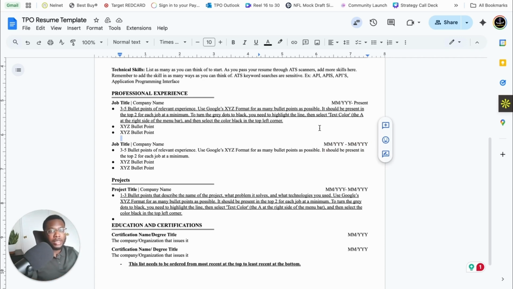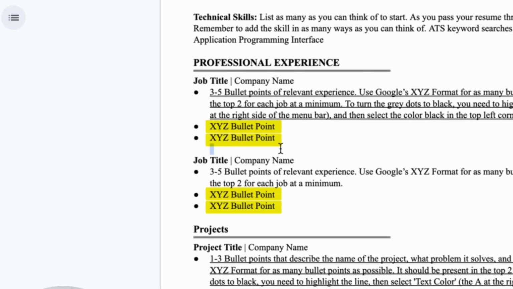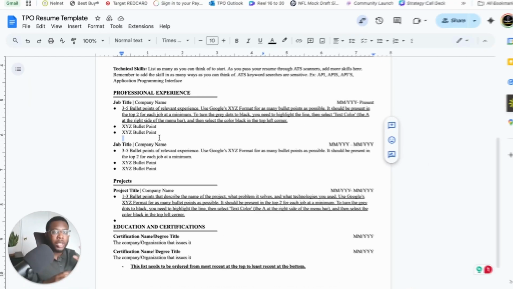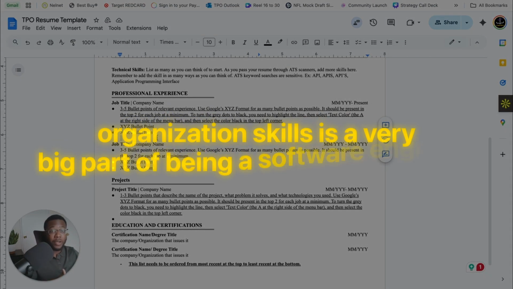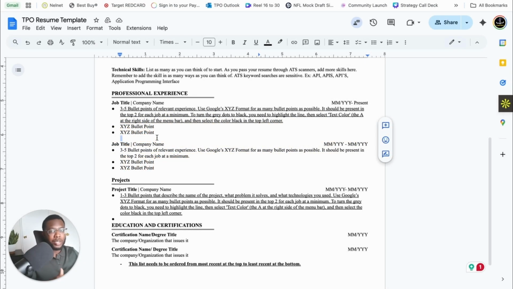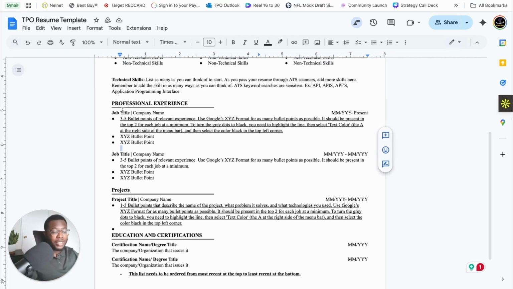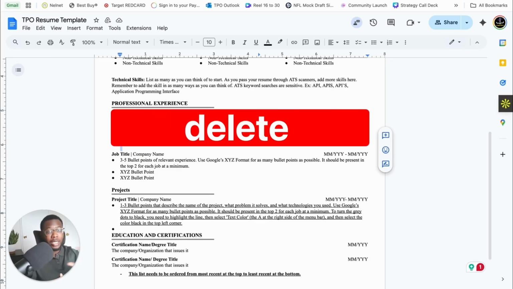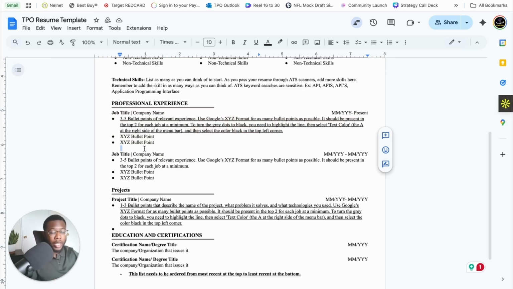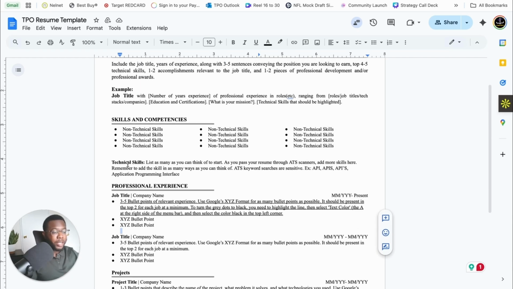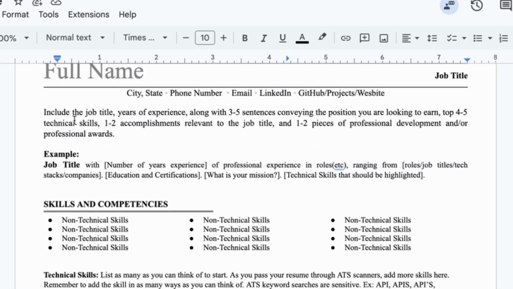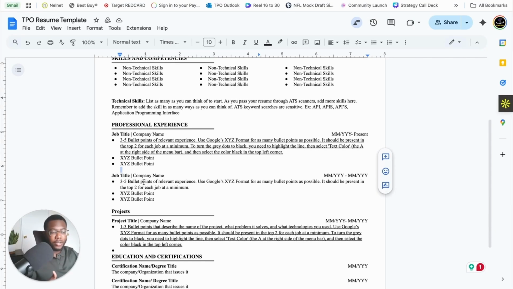Now, I know in some cases, your least recent experience might be the most relevant. Understood. In that case, you just want to give it more bullet points, but I suggest keeping your resume in order because organization skills is a very, very big part of being a software engineer. And you want to make sure that there's at least a system in your resume. And if this job title is more relevant than this most recent one, you have a few options. You can just remove this one altogether, bringing this second one up to the top. Or if it's slightly relevant, you can just make sure you highlight the second job title up here in your summary. So there's different ways of doing it.